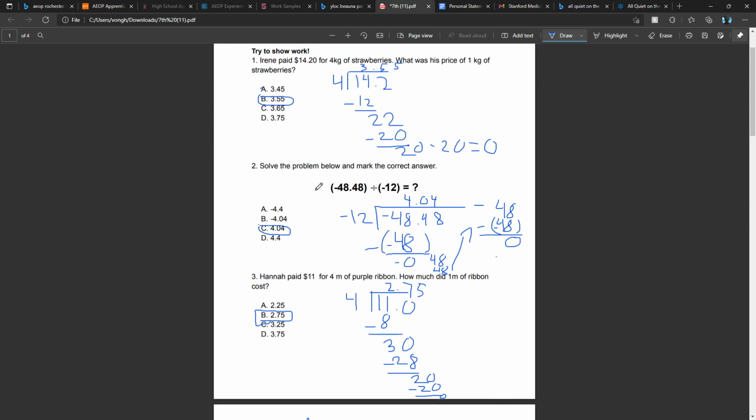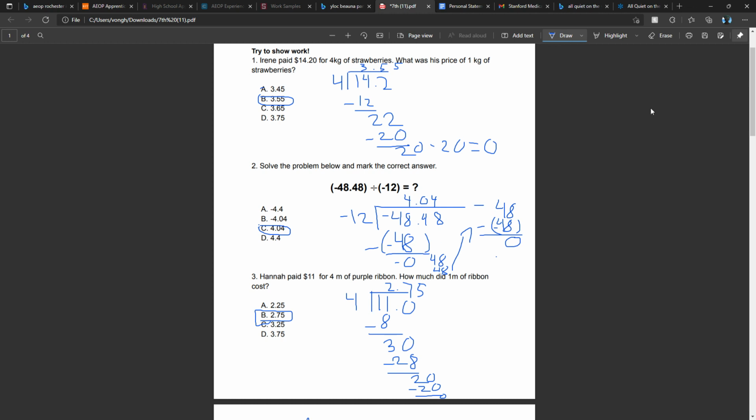Solve the problem and mark the correct answer. Here we have negative 48.48 divided by negative 12, and we want to write this in long division like this too. All you have to do is move the decimal up like that, and negative 12 goes into 48 how many times? It goes into 48 4 times. So we do 4 times negative 12, which equals negative 48, and you have to subtract. So now you have negative 48 minus negative 48, and this negative 48 becomes a positive 48 because a negative times a negative equals a positive.